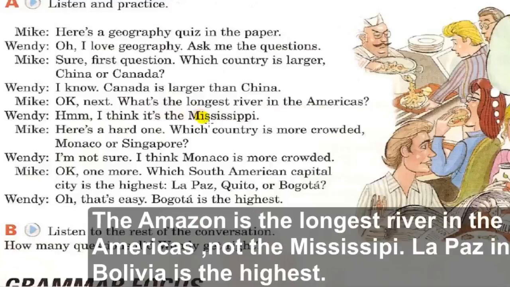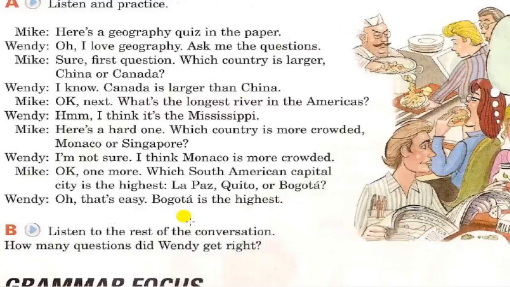Question number 3. Which country is more crowded, Monaco or Singapore? Correct. Monaco is more crowded than Singapore. Question number 4. Which South American capital city is the highest, La Paz, Quito, or Bogota? Wendy said Bogota is the highest. Wrong answer. La Paz in Bolivia is the highest. 2 questions are wrong and 2 questions are right.